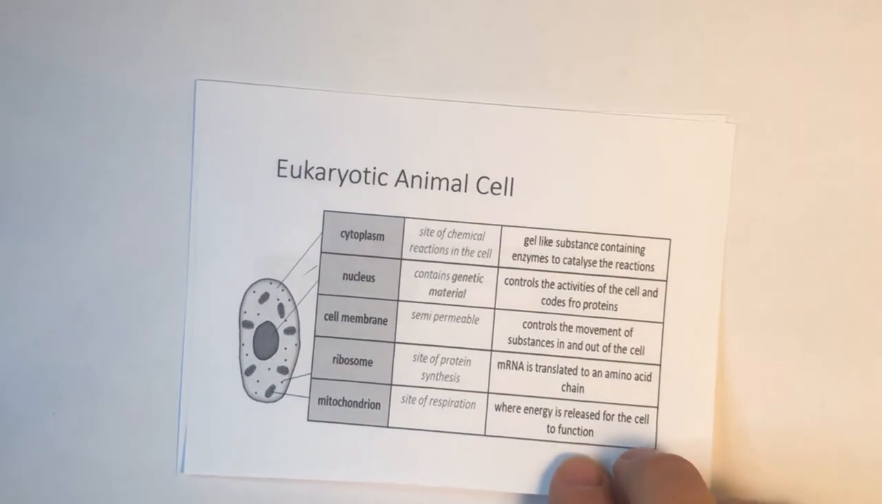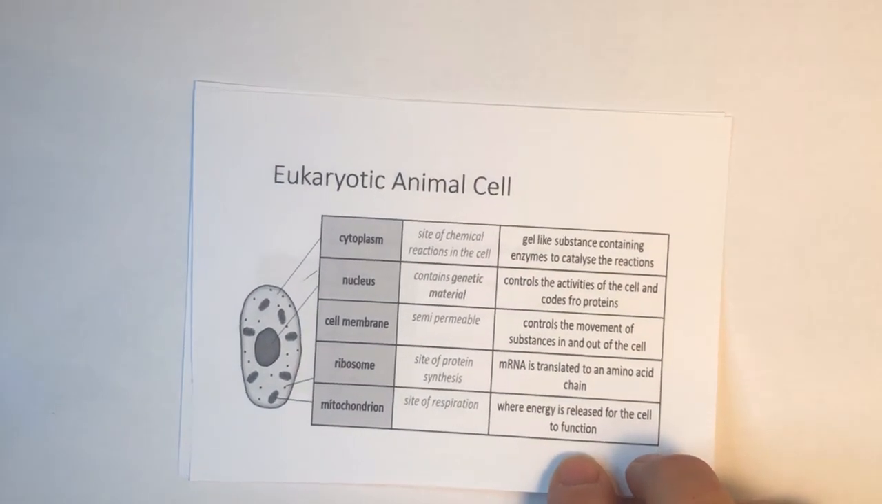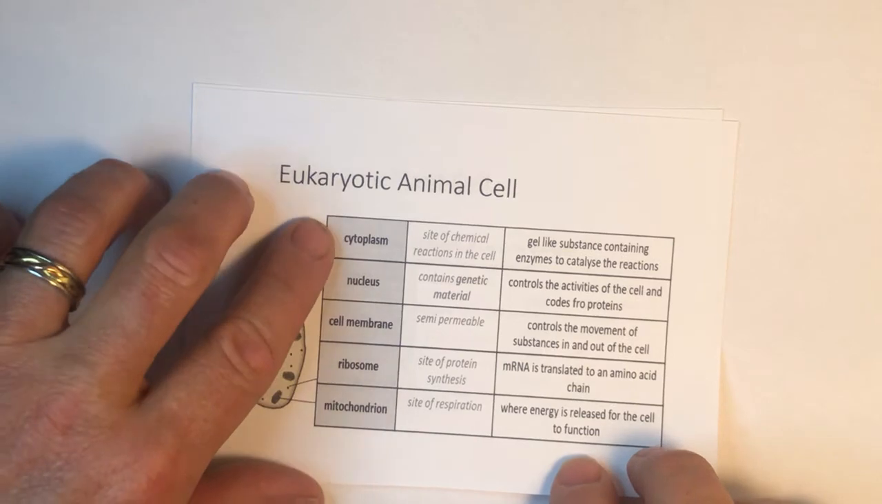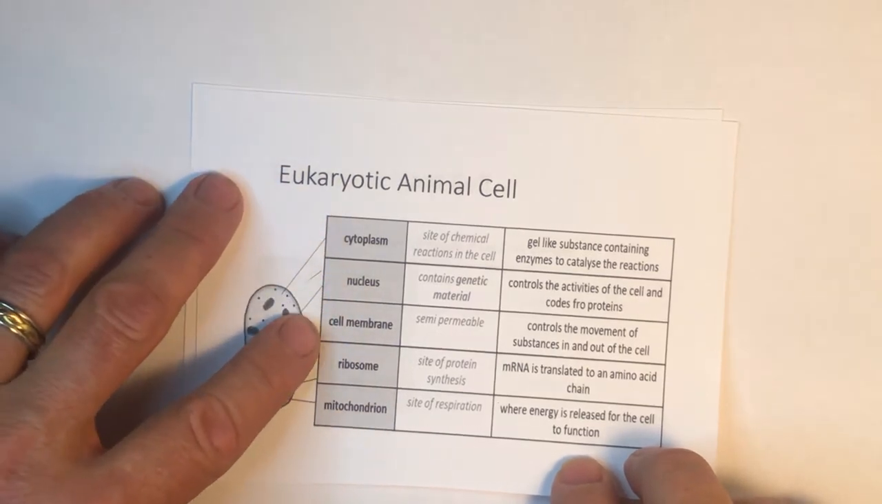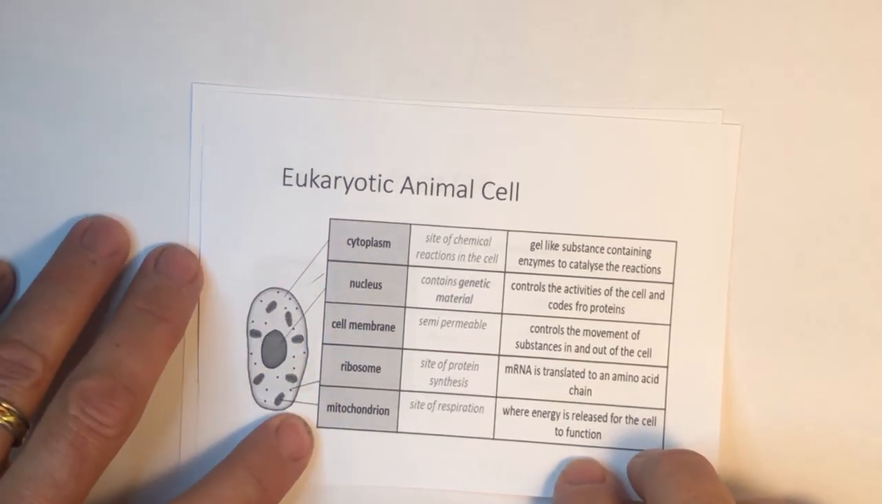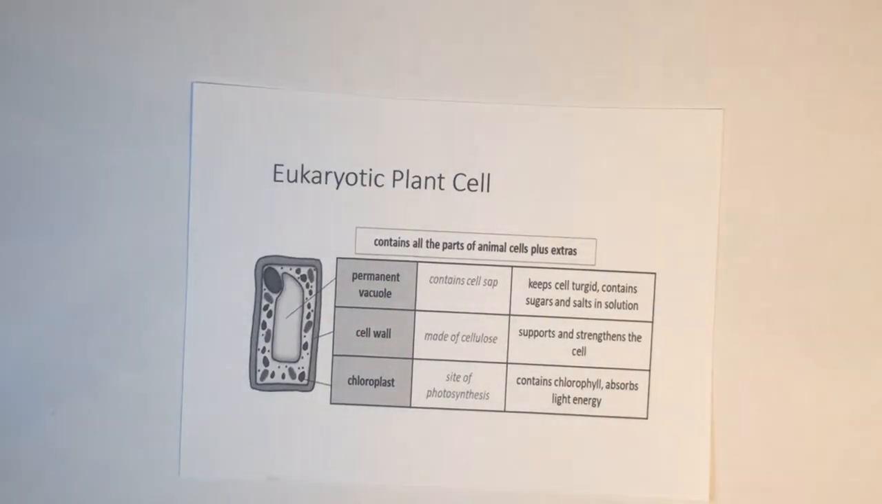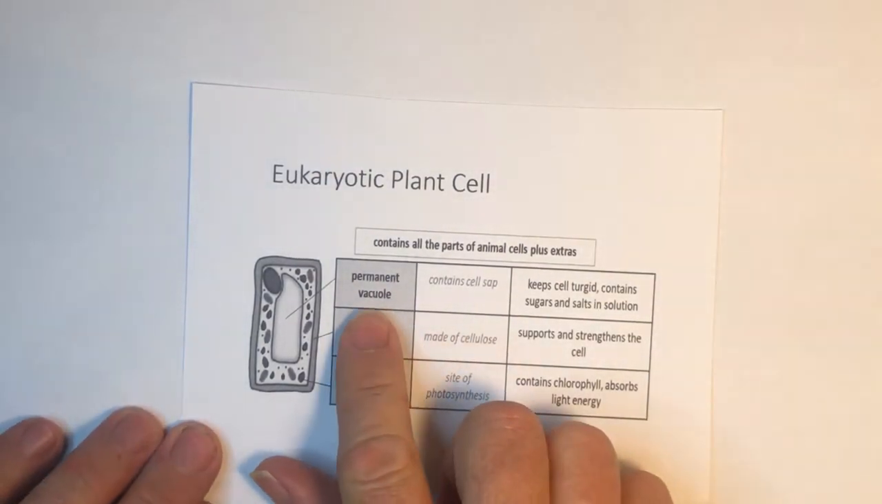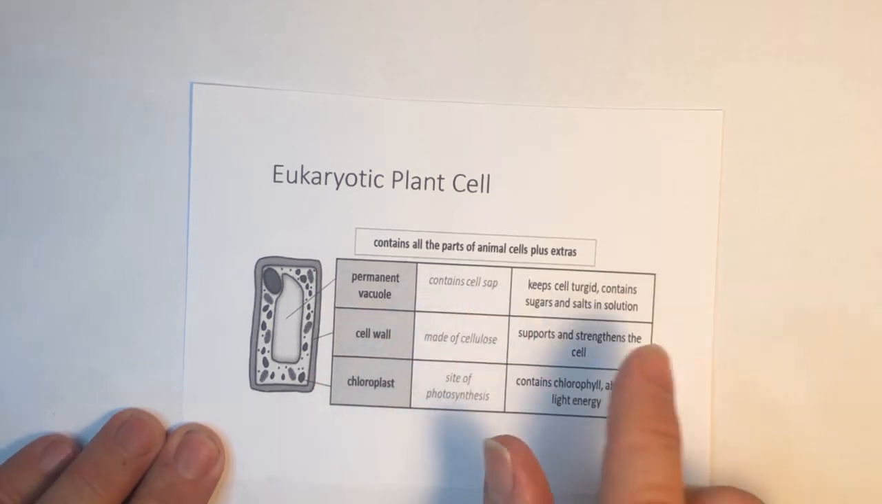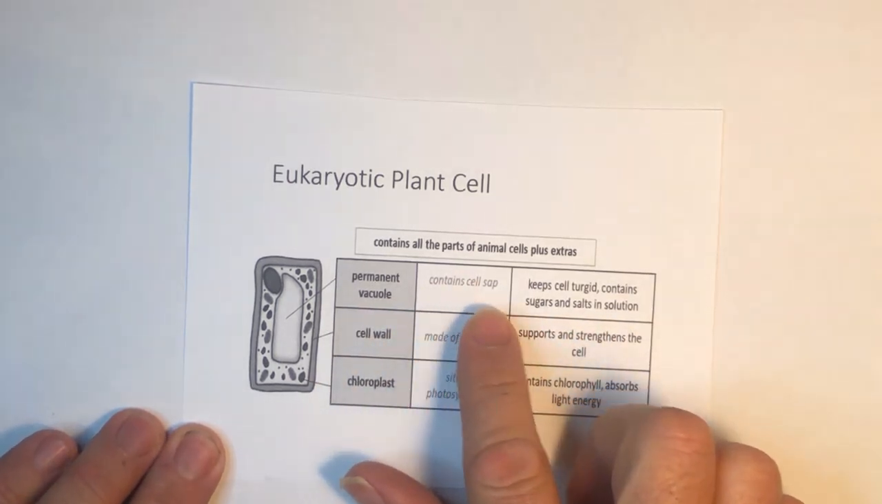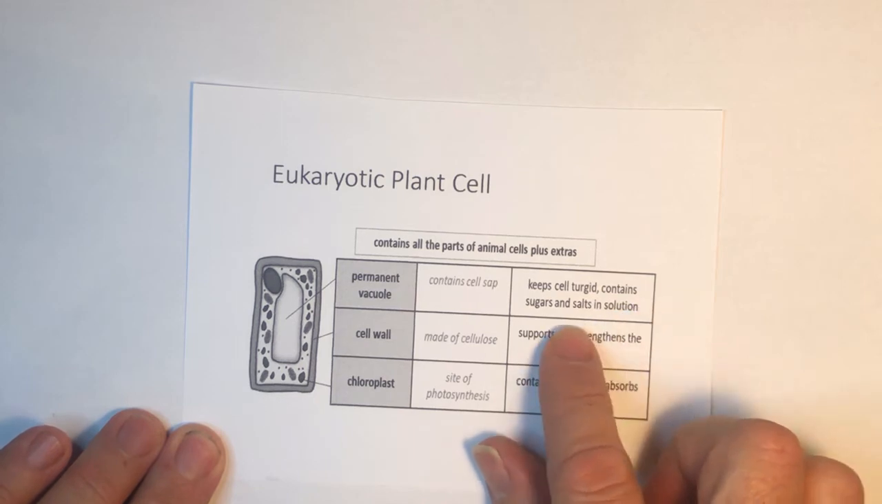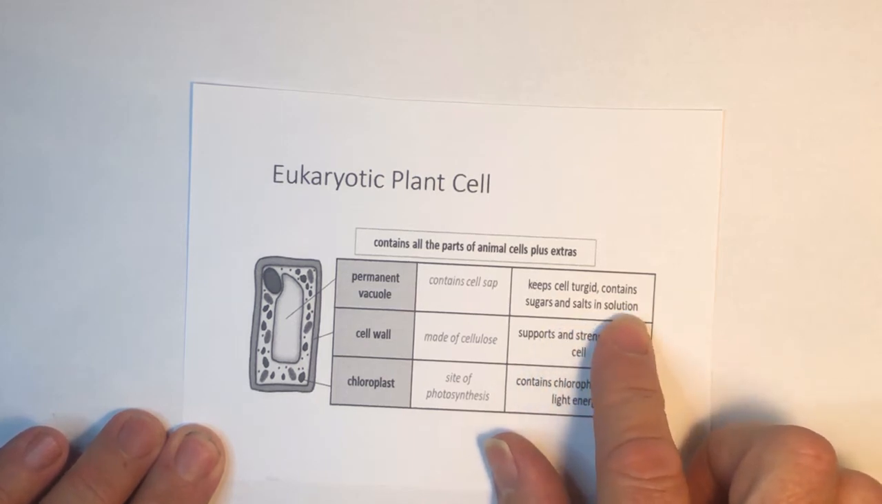Both eukaryotic cells, animal cells and plant cells, contain cytoplasm, nucleus, cell membrane, ribosome and mitochondrion. The extra parts that a plant cell has are the permanent vacuole. What this does is contain cell sap, keep cells turgid and contain sugars and salts in solution.